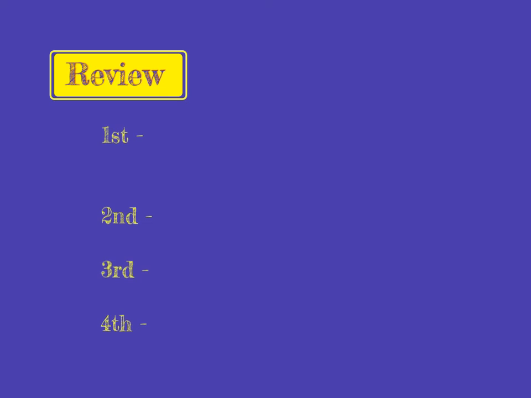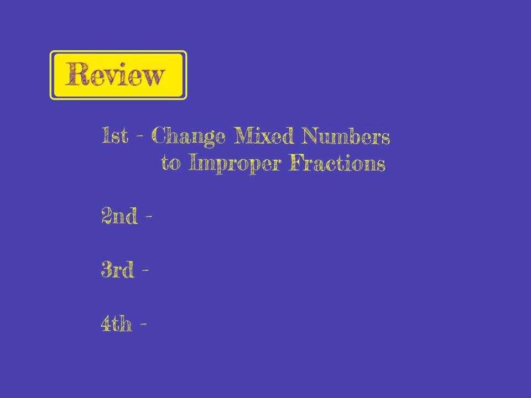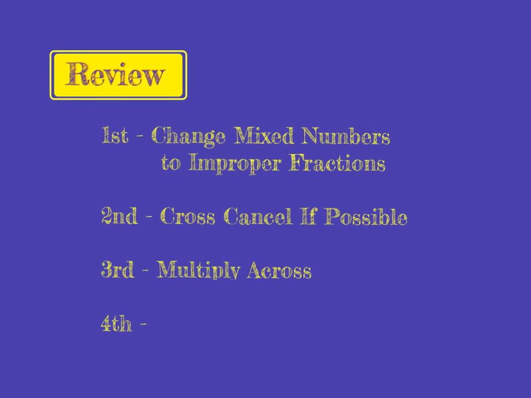Let's review. First of all, when multiplying mixed numbers by fractions, we want to make sure that we change the mixed numbers to improper fractions. Second, we want to cross-cancel if possible, but only if you're comfortable with that. Third, multiply across like you normally would. And finally, you're going to simplify your answer if possible.